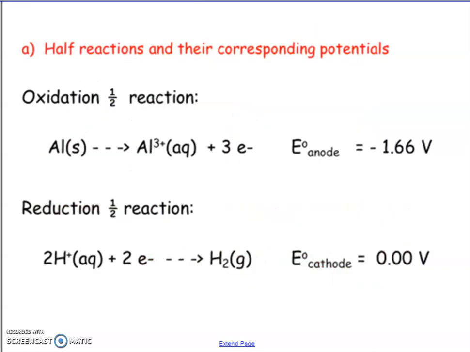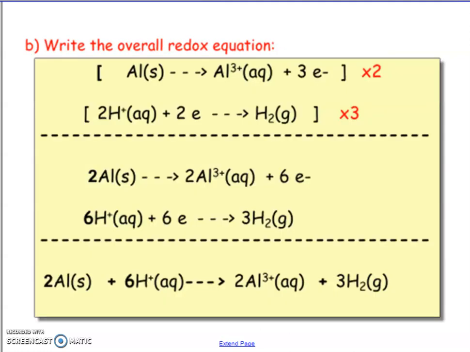So let's just go through that again. Here is our oxidation half reaction. Solid aluminum is becoming aluminum ions. And this is the value from our textbook. And we have our reduction of our hydrogen ions, and again, a value from our textbook. This just so happens to be the standard.